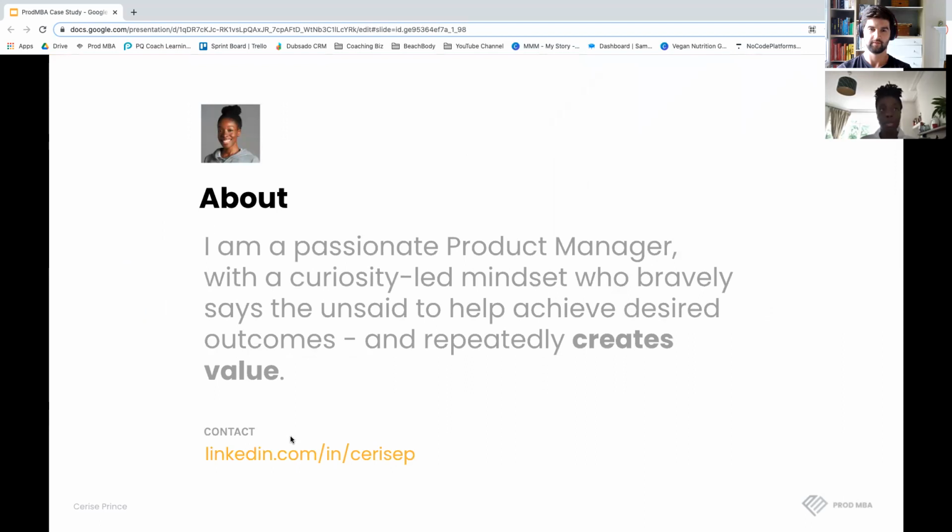And just the final bit about me is that I am a passionate product manager, and I always lead with curiosity, and I'm okay to ask the questions people aren't asking, or say the unsaid things, so that we can achieve results. And I repeatedly create value in everything that I attempt to do. Awesome.